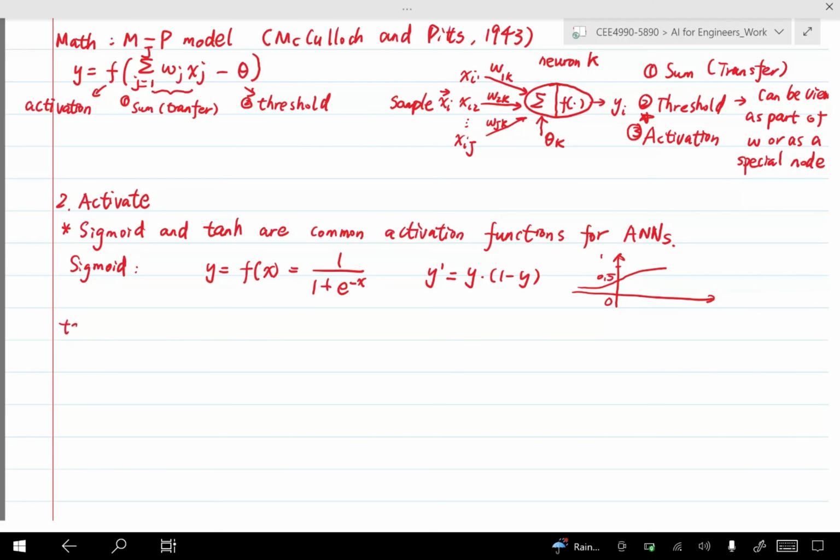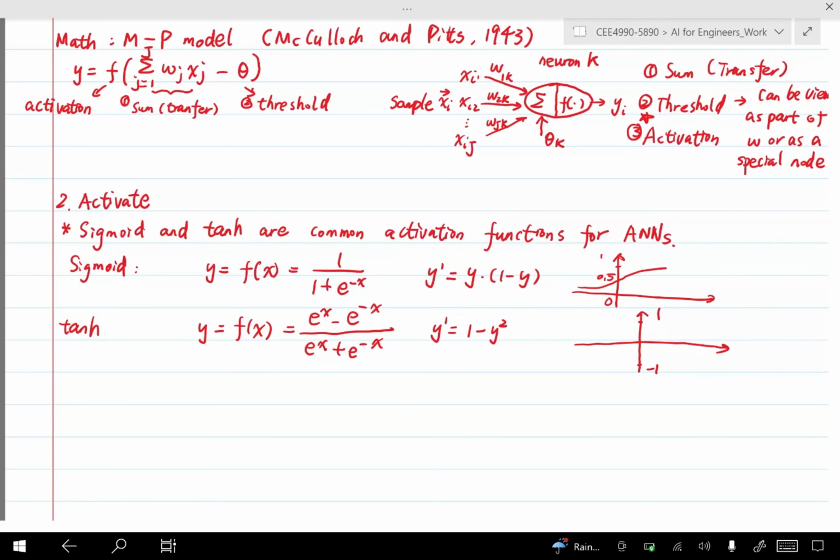The second one is the hyperbolic tangent function. It looks similar to the sigmoid function in some way. Both of them are composed of e to the power of x or e to the power of minus x. And for this function, the derivative of it can also be written as a function of y itself, but it's different. It's 1 minus y squared. The hyperbolic tangent function looks like this. It goes from minus 1 to 1.